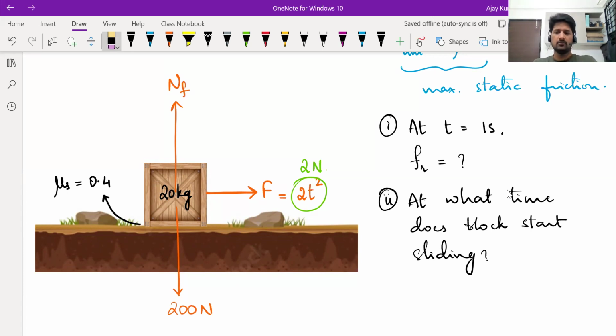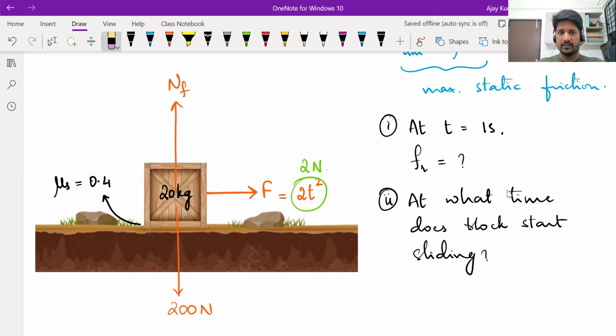So listen, I'm teaching you how to approach questions with friction in them. You should first find out what is trying to make the object slide, because friction will act only when there is a tendency to slide or if there is already sliding happening. So you should first check what tries to make this system slide. Visualize the forces acting on it. Weight and normal force being vertical, they are not trying to slide the block horizontally. F is the only force trying to slide it, and its magnitude is 2 newtons at 1 second.